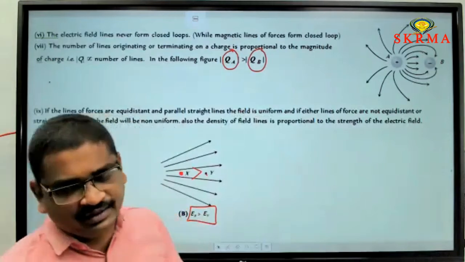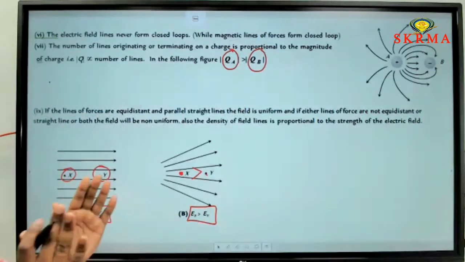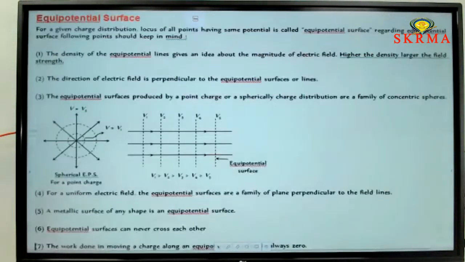That is the equipotential surface definition. Now, let's go through the first point. The density of equipotential lines gives an idea about the magnitude of the electric field.